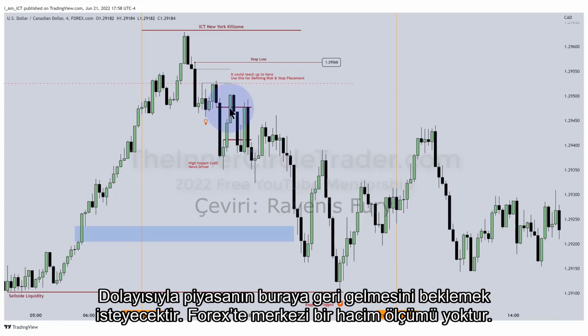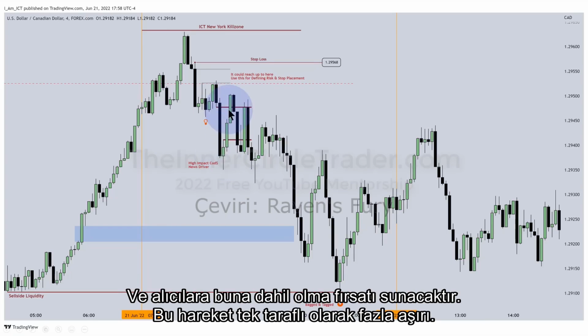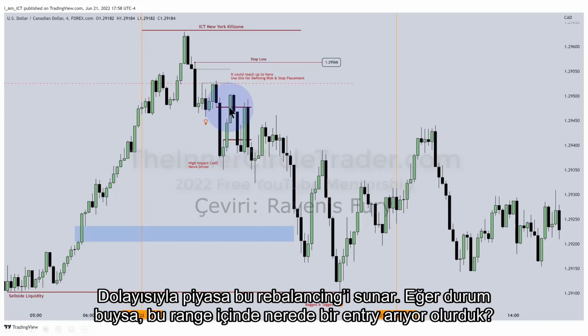In Forex, there is no central measure of volume. And in the algorithm that delivers price, that is going to want to come back up and overlap this down move and offer buyers an opportunity to get in on that. This is too much of a movement one-sided, so the market offers that rebalancing.